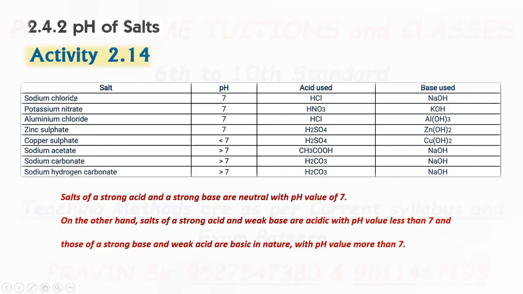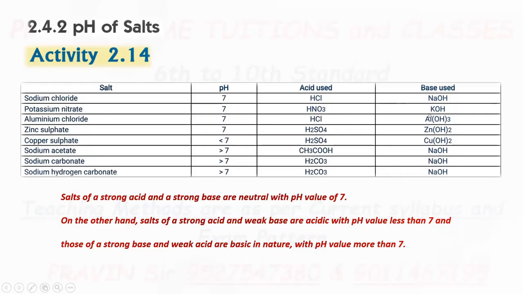So here, sodium chloride: acid used is HCl, base used is NaOH, both are strong, so the pH value is 7. Sodium chloride pH value is 7. Potassium nitrate pH value is 7, formed from HNO3 and KOH.